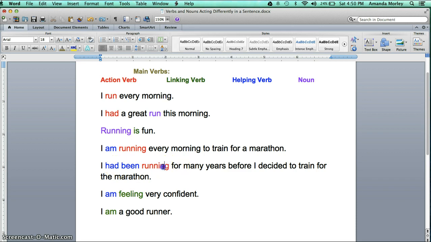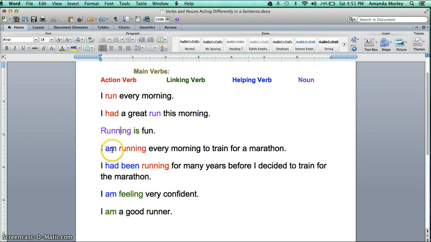Let's look at running. Here, running is an action verb, excuse me, I'm sorry. Right here, it's an action verb. It's what I've been doing. For many years, I have been running. What have I been doing? I've been running. Up here in this sentence, running is a noun. Running is something. It's a thing. It's a thing that is fun, okay?